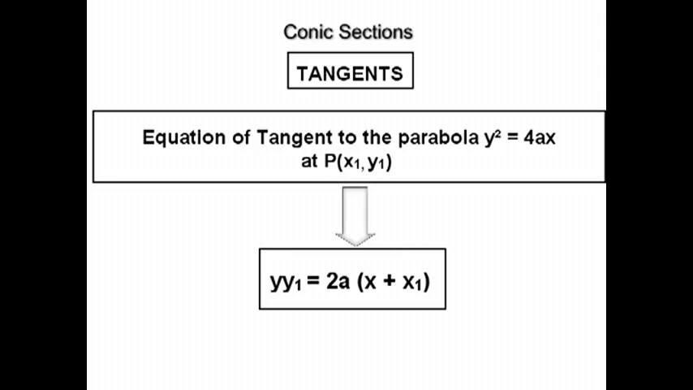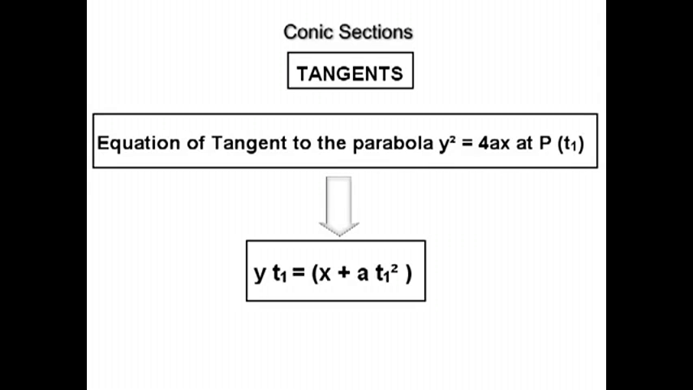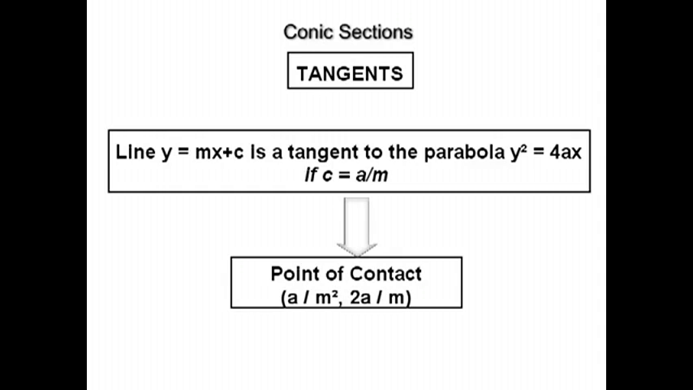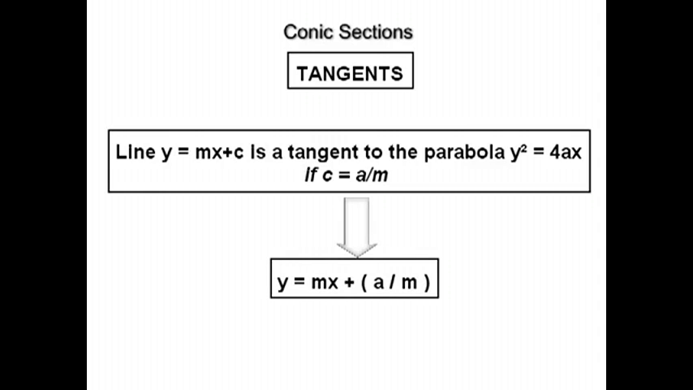Equation of tangent to y² = 4ax at P(t1) is yt1 = x + at1². The line y = mx + c is tangent to the parabola y² = 4ax if c = a/m. If this condition is satisfied, then the point of contact is (a/m², 2a/m). Thus, the equation of tangent to the parabola in terms of slope m is y = mx + a/m.